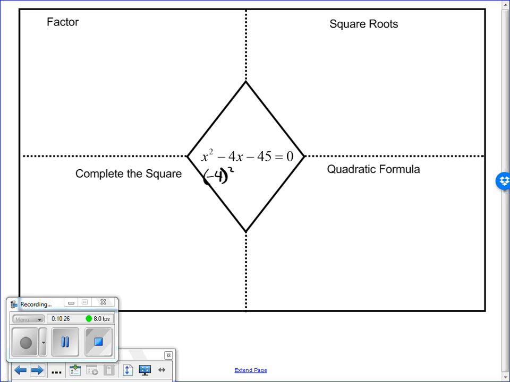So b squared minus 4 times a times c. The discriminant's just the part under the radical. What do you get for the discriminant? 196? Is 196 a positive perfect square? Yes, it is. It's 14. So that means it is factorable. All right, so let's factor it.